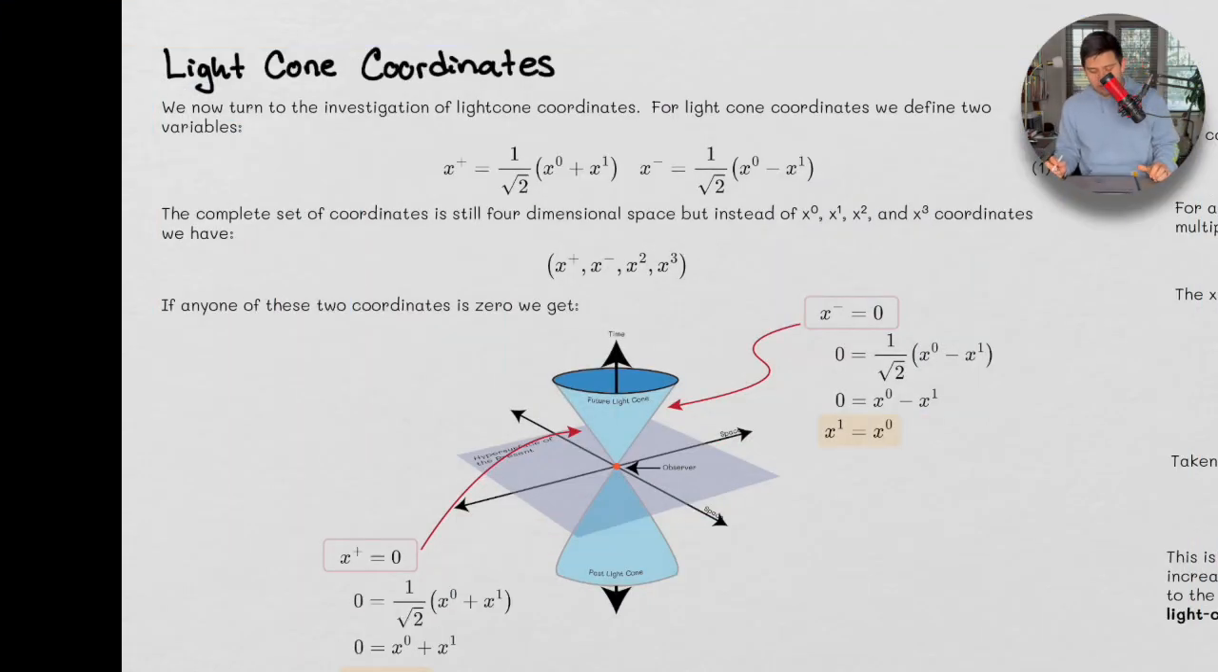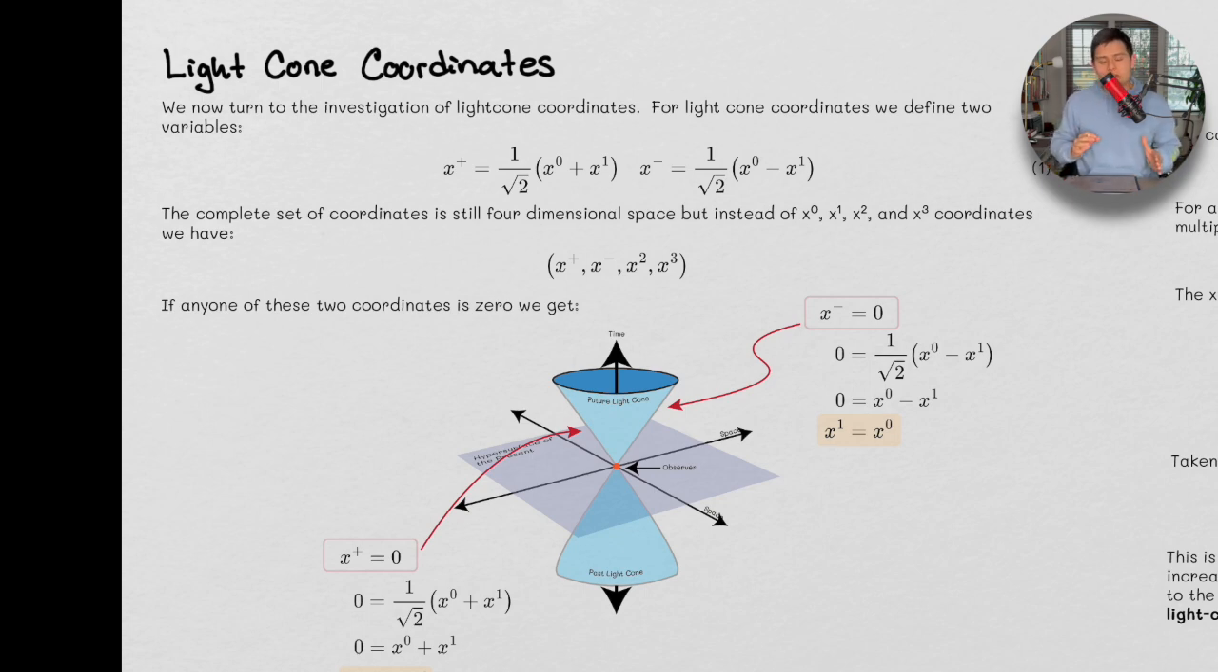So today we are going to be talking about light cone coordinates. These are going to be really important later on when we talk about string theory because this helps us understand our Minkowski metric and our space-time interval in a different way. So let's go ahead and get started.